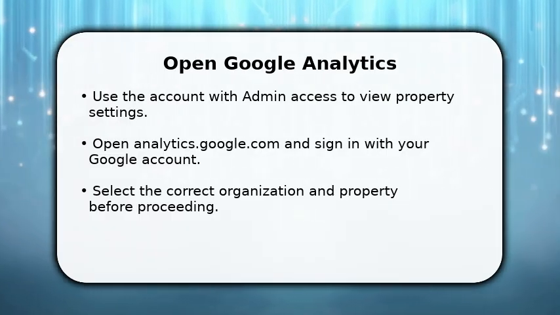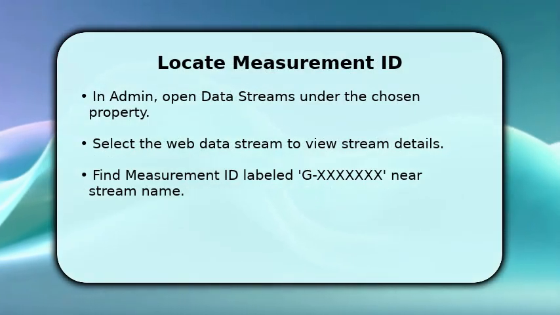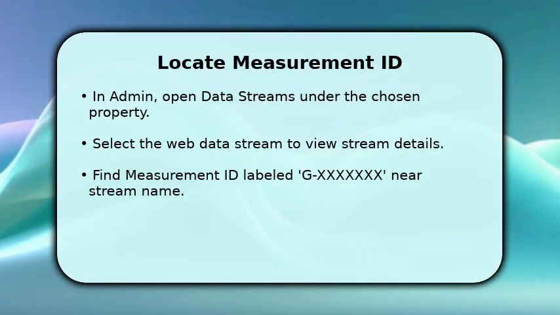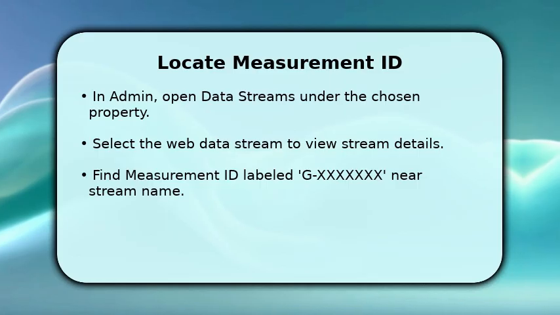Once in admin, navigate to the property column and click Data Streams. This lists web, iOS, and Android streams. Select the web stream that corresponds to your site. Streams are named and show URLs to help you confirm.